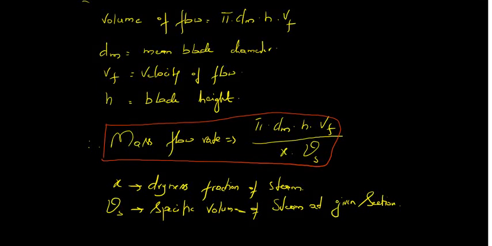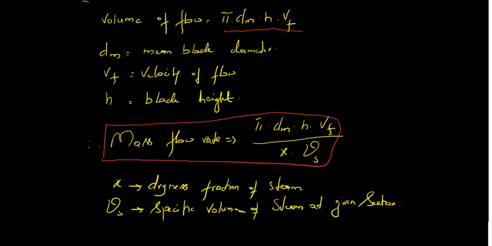Good evening, ma. In continuity of the previous class, we were discussing and we are trying to derive the relation for the blade height, right? And this blade height is given in terms of volume of flow. And how is this volume of flow mentioned? It is given in terms of flow area multiplied by the velocity of flow, right?